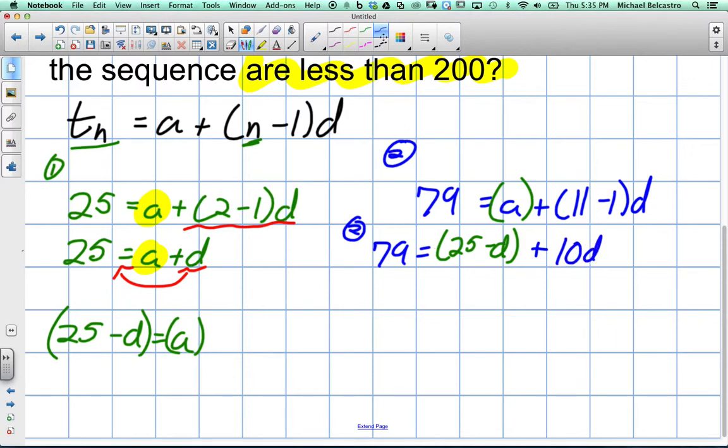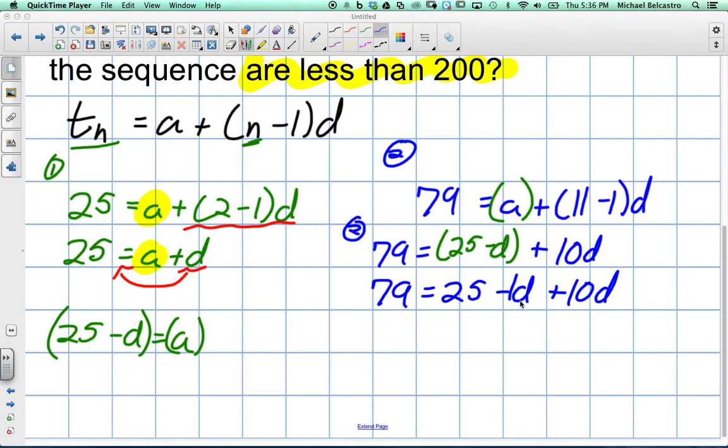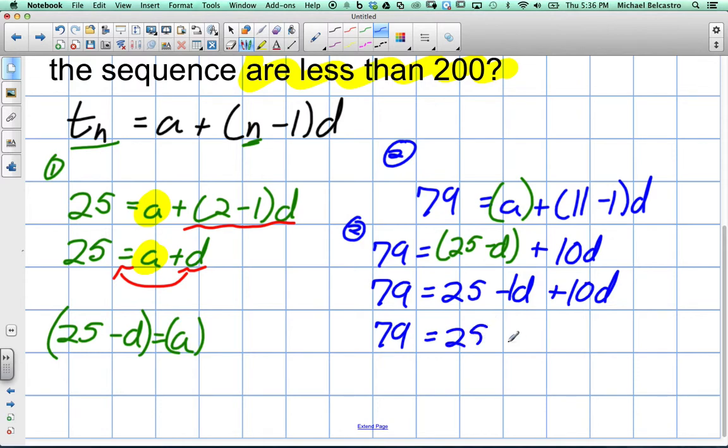Okay, so I'm going to write this all in blue now, and we're going to collect our like terms. 79 is equal to 25 minus D plus 10D. I can collect these like terms. This is like negative 1D, so negative 1D plus 10D, if you take a calculator out, that's going to be 9D. So I have 79 equals 25 plus 9D. The goal is to get D all by itself.